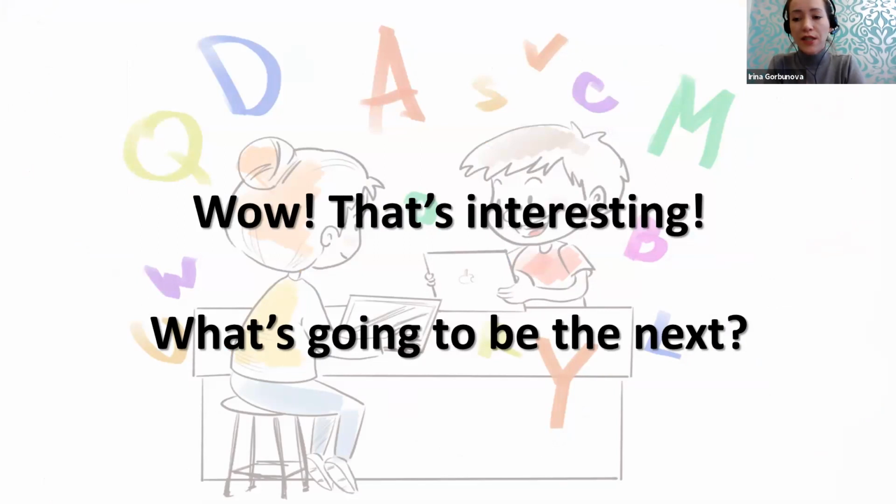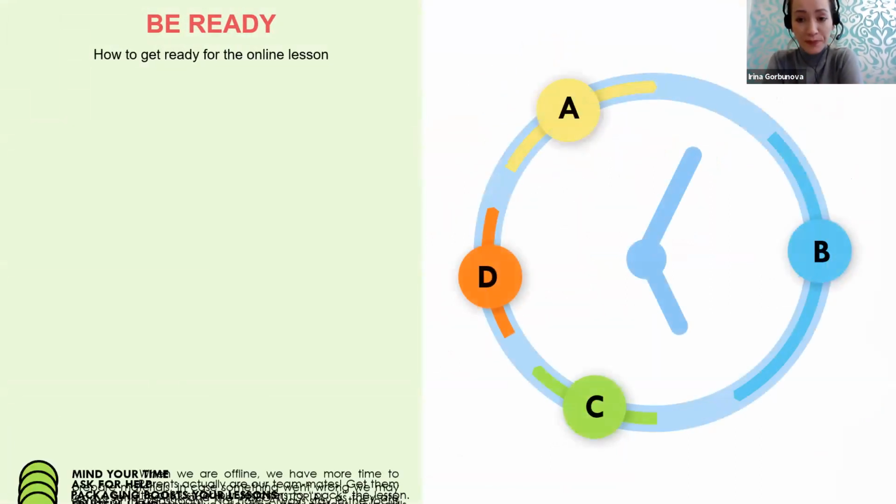The main phrase that I've learned during online teaching is, when I have any problem, I don't like saying, oh, I've got a problem. I just say, wow, that's interesting. What's going to be next? So the problem is not the problem anymore, because it's becoming interesting. And the first one, be ready.